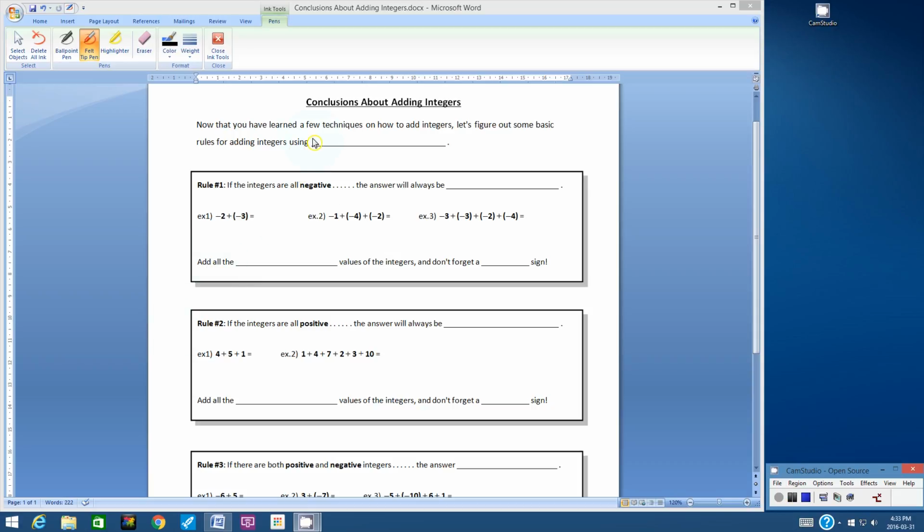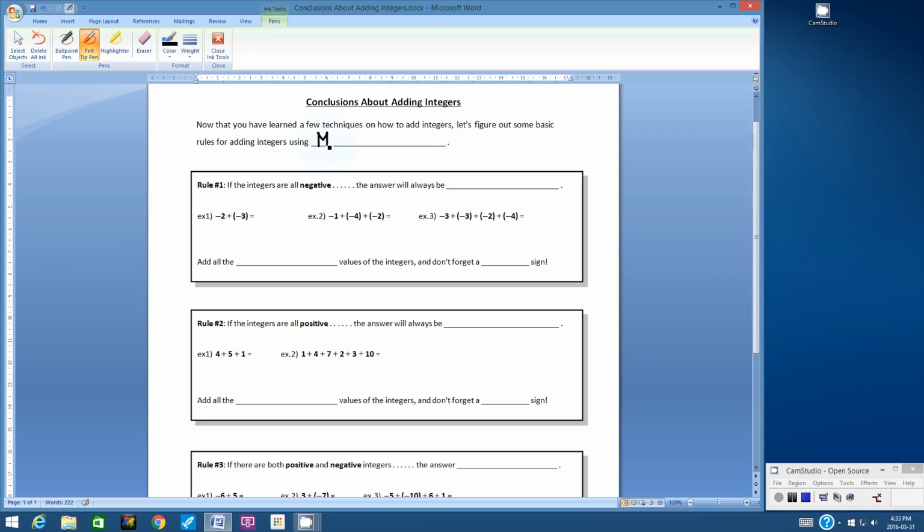Now that you have learned a few techniques on how to add integers, let's figure out some basic rules for adding integers using mental math. Okay? So we want to use mental math instead of drawing out the tiles or drawing out a number line. All right, there are three basic rules. Rules number one and rule number two, very simple.